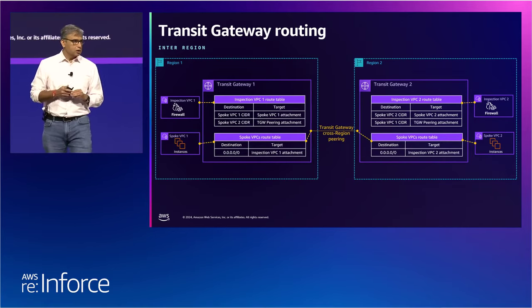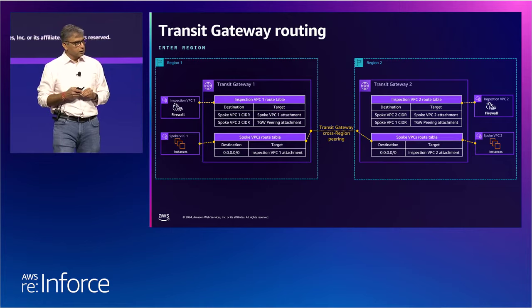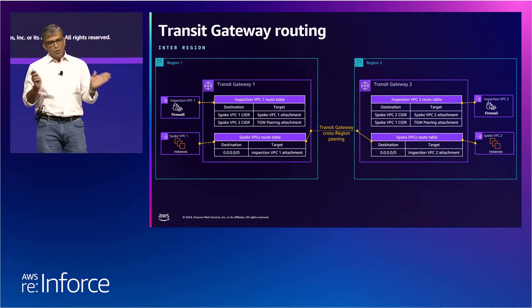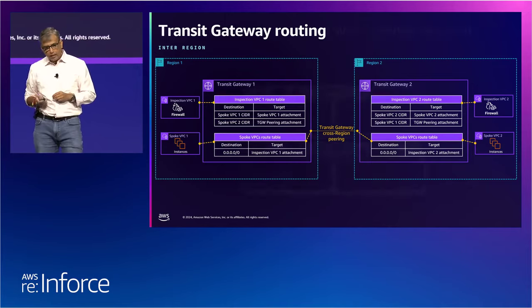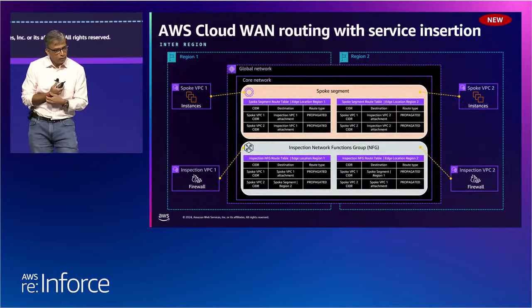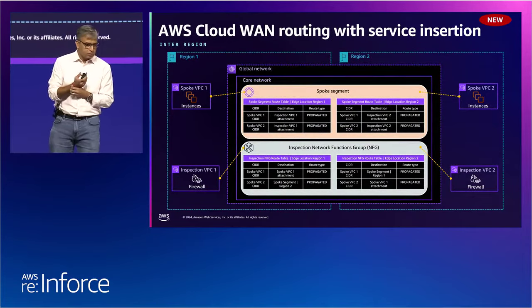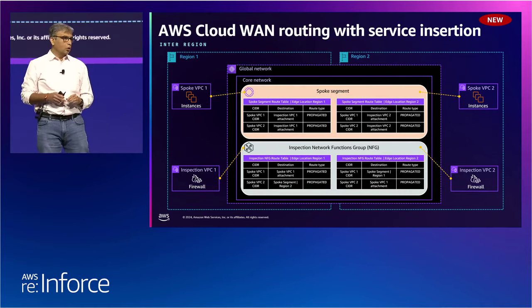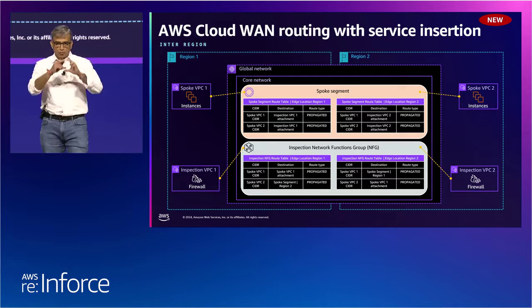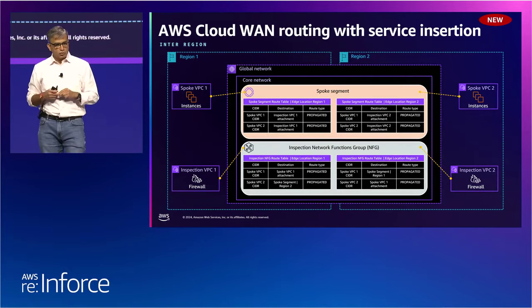It's static in nature, so you need to add those route entries in your transit gateway route tables. Once that's done, traffic will get routed accordingly. Similarly, in case of cloud WAN, it's global in nature. The constructs are global, so the segment spans across the globe. Whatever regions you have added, it will automatically span across those.